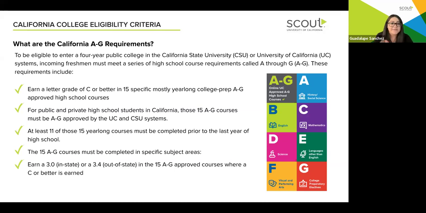And at least 11 of these 15 year-long courses must be completed prior to the student's last year of high school. Now, these 15 A through G courses are completed within those specific A through G subject areas that you're currently seeing on the screen. So that would be history, social science, English, mathematics, lab sciences, languages other than English, visual and performing arts, and of course, those college prep electives. And students must also, in addition to the A through Gs, be earning at least a 3.0 GPA or higher, or 3.4 if the student is from out of state, in these 15 A through G approved courses. So these are the basic minimum eligibility requirements that are needed for students to be eligible to apply for the CSU or UC campuses.